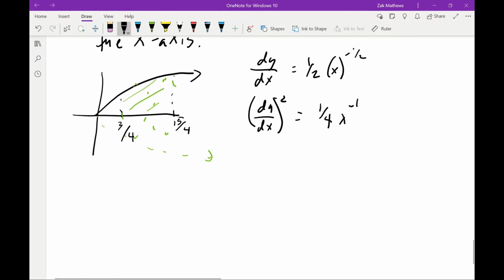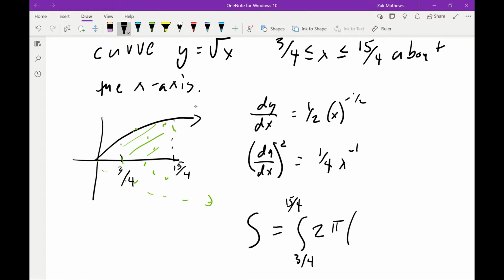So now let's go ahead and set up our surface area. Well, we need the integral, and we are going from the lower limit of 3/4 to the upper of 15/4. And we are going to have our 2 pi times the y, and the y was just the original equation. That gave us the height at any given point, which was just the function.